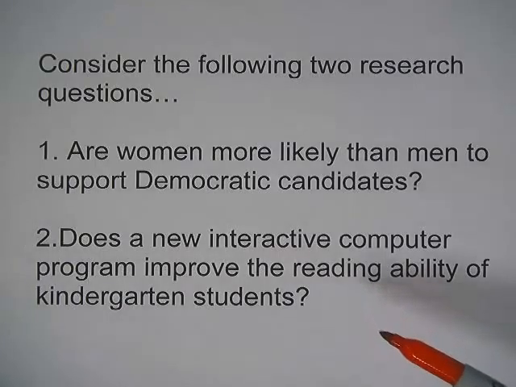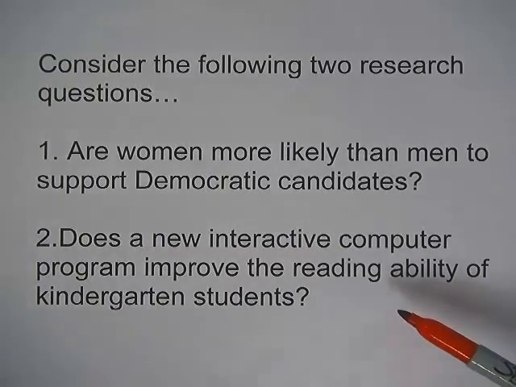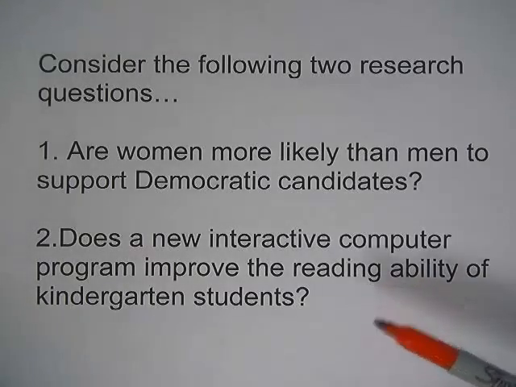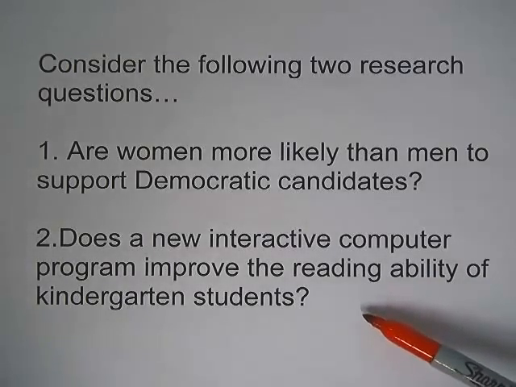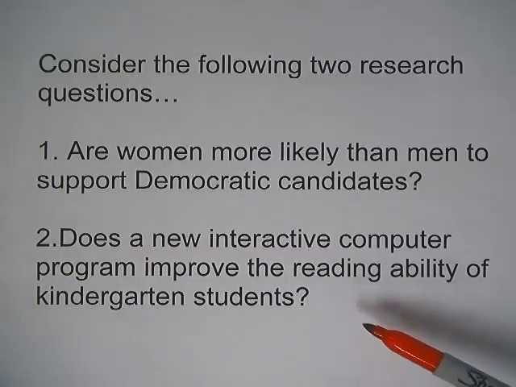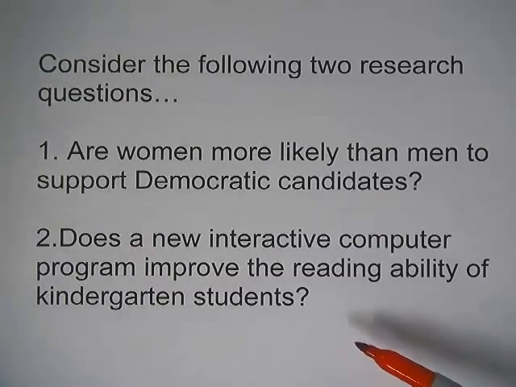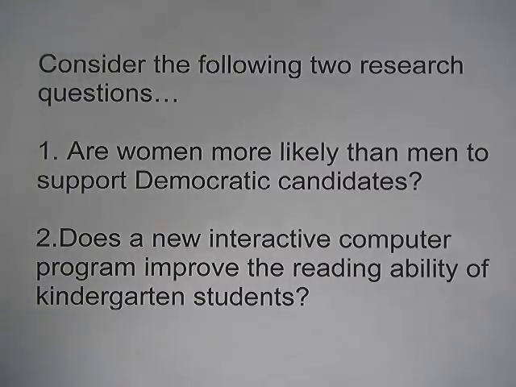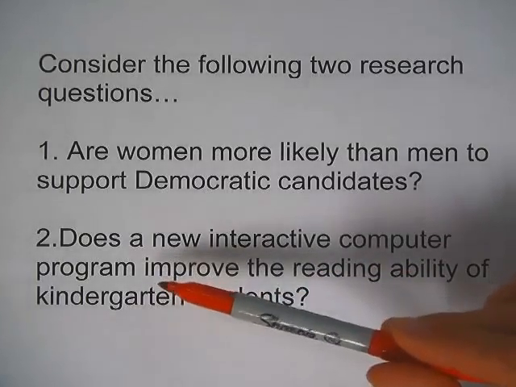Question 2, we're going to have to collect data using a different means of statistical study. We would go into a kindergarten classroom, and the first thing I would do is give all of the kindergarten students a pre-test on their reading skills. After the pre-test, we would randomly put them into two different groups. One group would be taught reading in the traditional manner that the schools always use, and the second group would get their reading instruction via this interactive computer program.